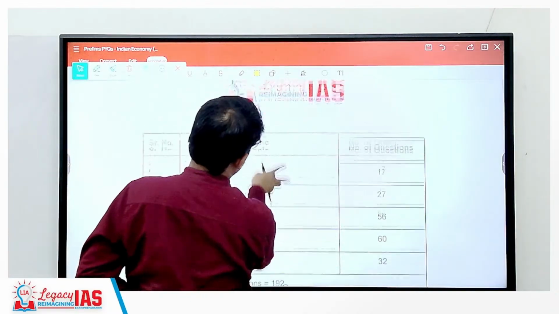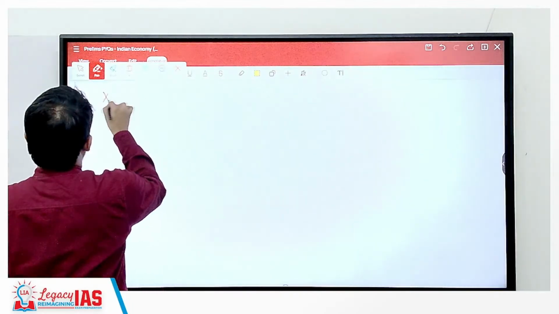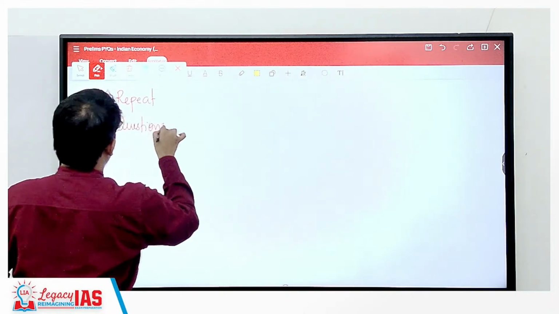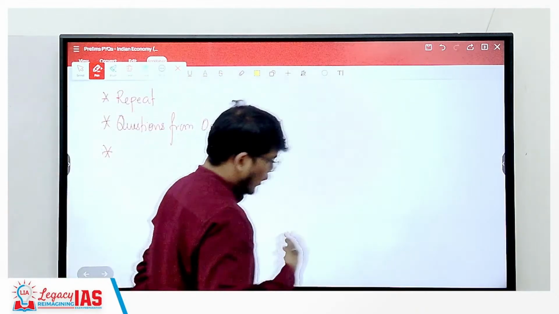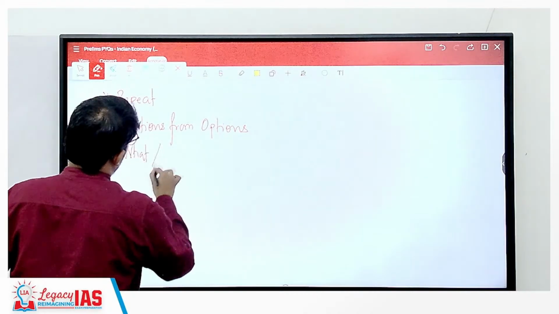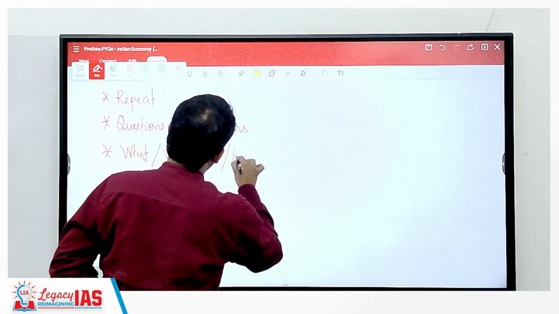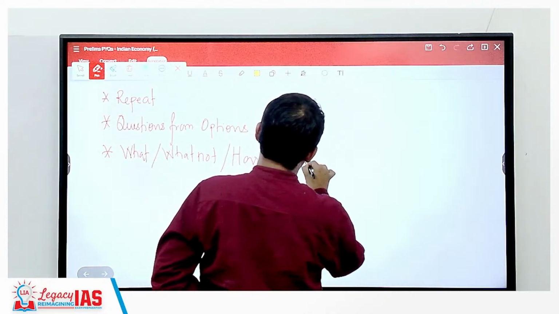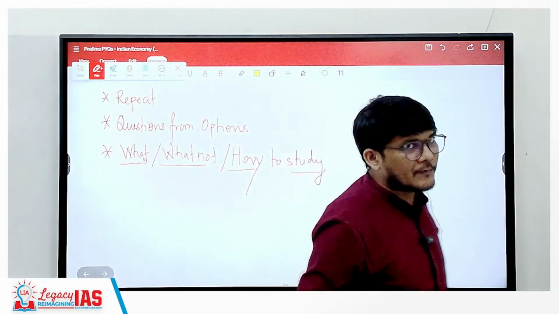Now, we have talked about this. We'll come to this table later. Further, if I may tell more reasons: one was repeat, the second was questions from options. Then at the same time, when you are going through previous year question papers, you understand what you have to study, what you do not have to study, and how you have to study. So what are the 3 things? What to study, what not to study, and how to study.